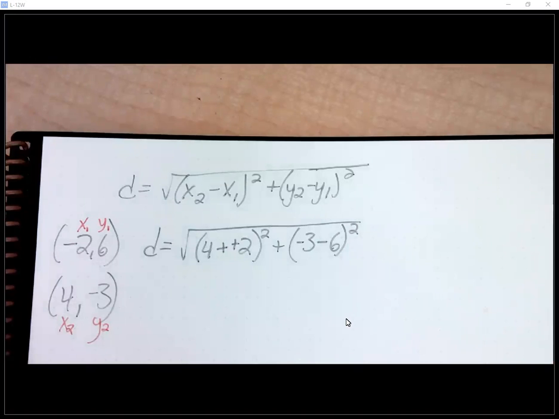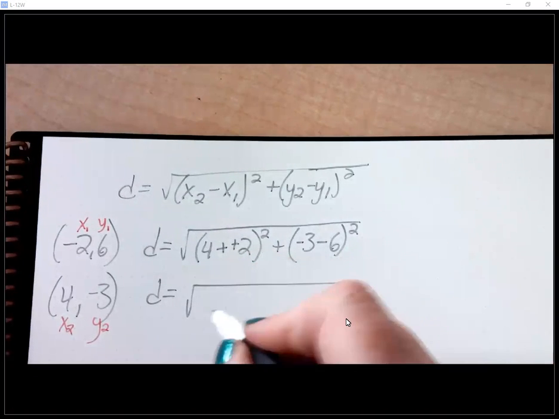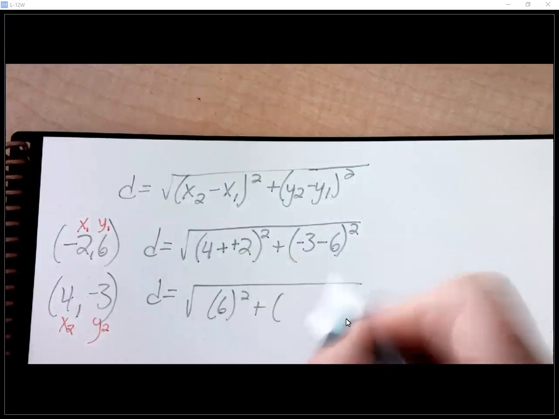Now you have to complete the order of operations properly. I do have parentheses, so I have to do what's under there first. So I'm going to get 6 squared plus -9 squared.